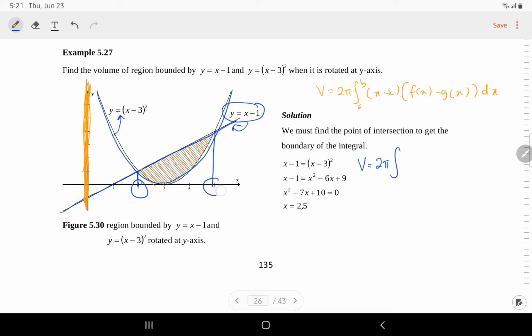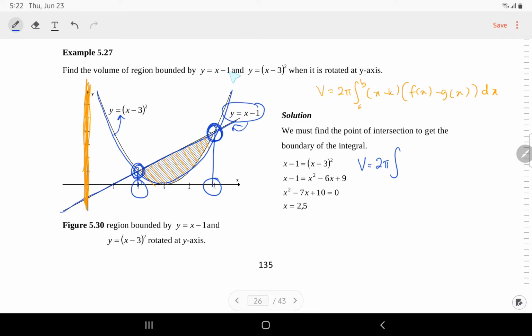So 2 hingga 5. Okay, kalau dalam graf ni dia tak bagi, dekat sini dia tak tulis pun berapa, dekat sini tak tulis berapa. So kita kena find out sendiri. Okay, macam mana nak find out? You all boleh nampak point kat sini dengan point kat sini adalah intersection between these two function. So intersection kita boleh equalkan dua-dua function.